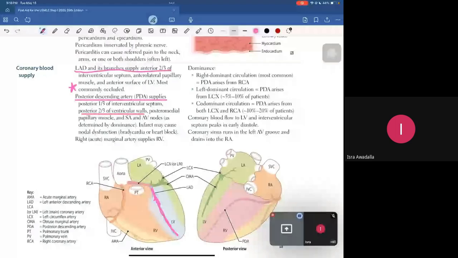Now, how is the right ventricle supplied? The right ventricle is supplied by the right marginal artery. The most important one is the LAD.